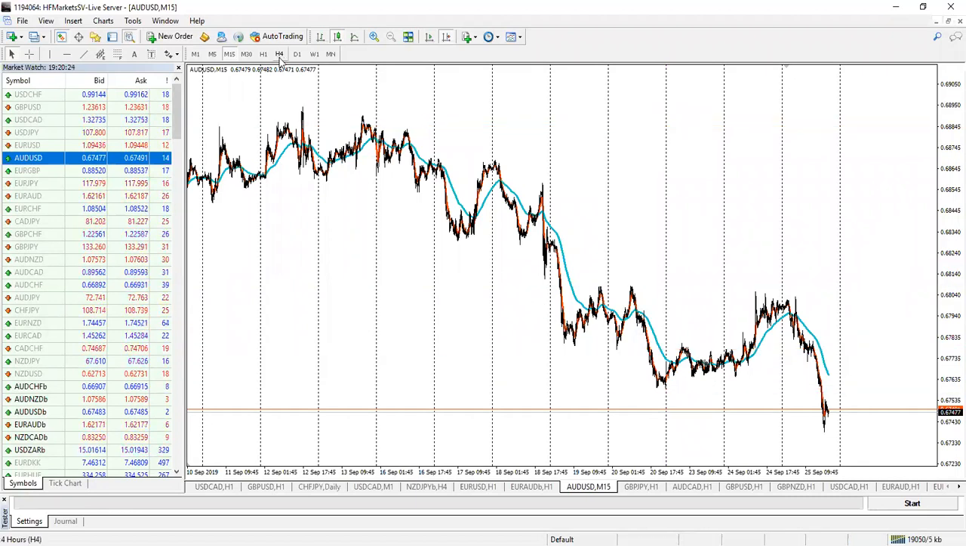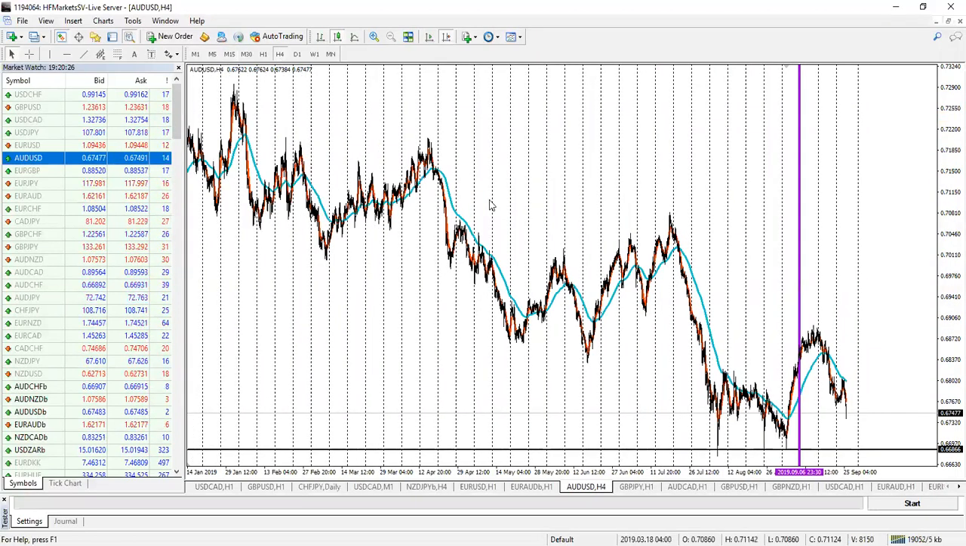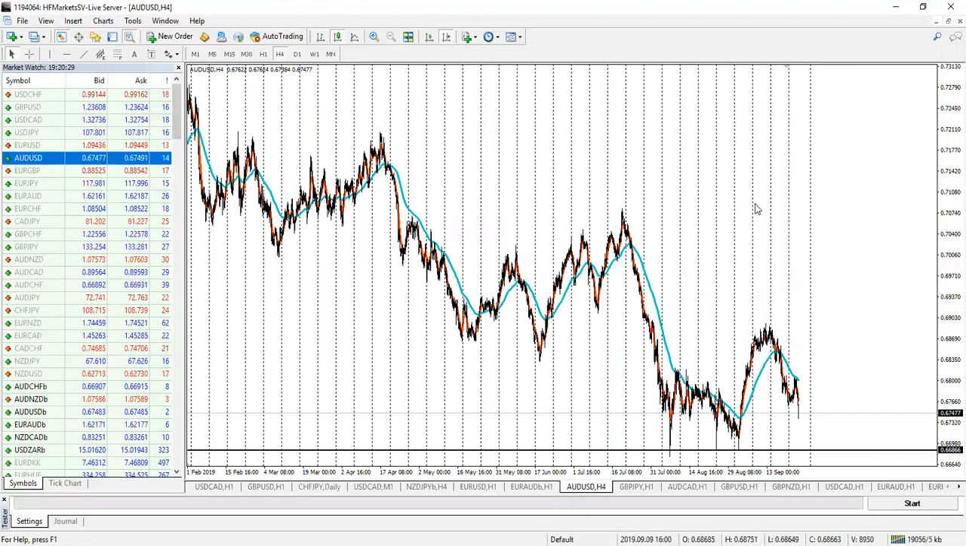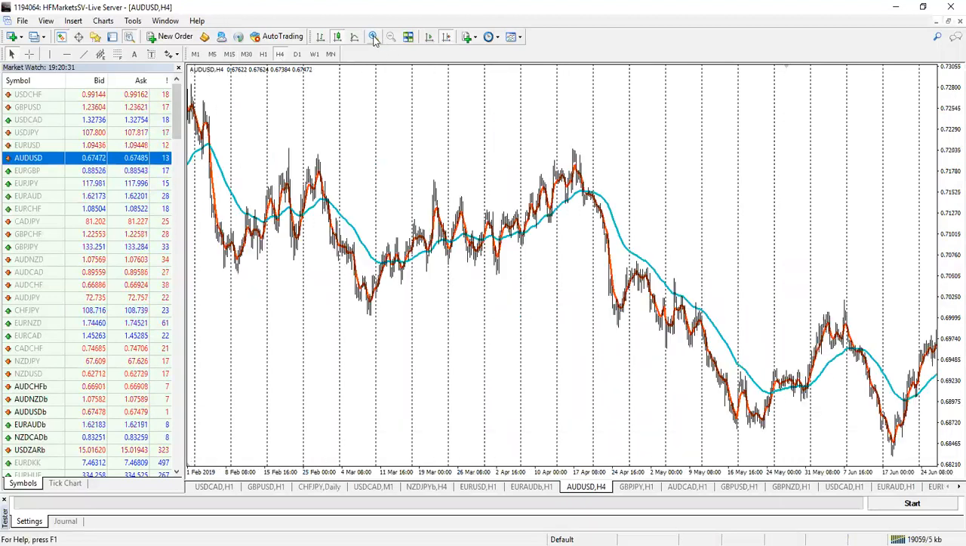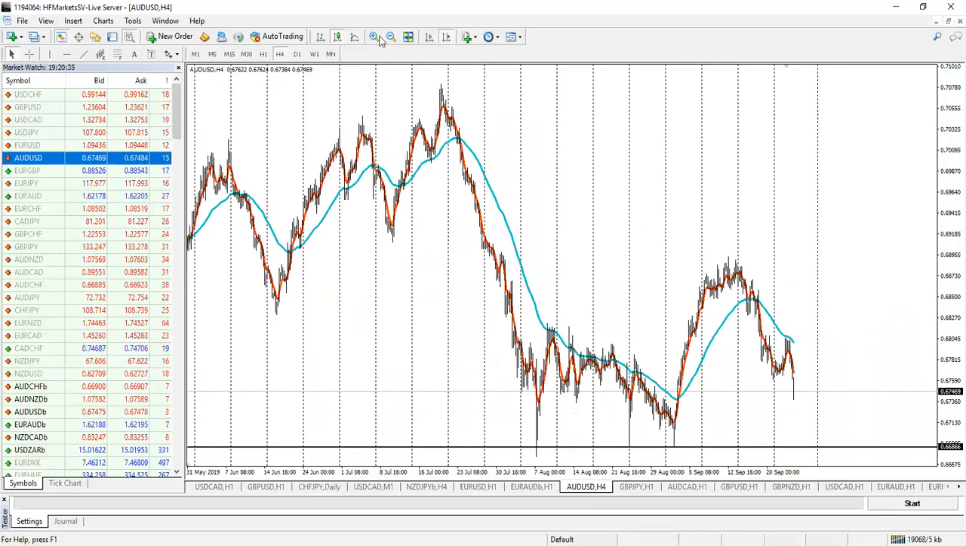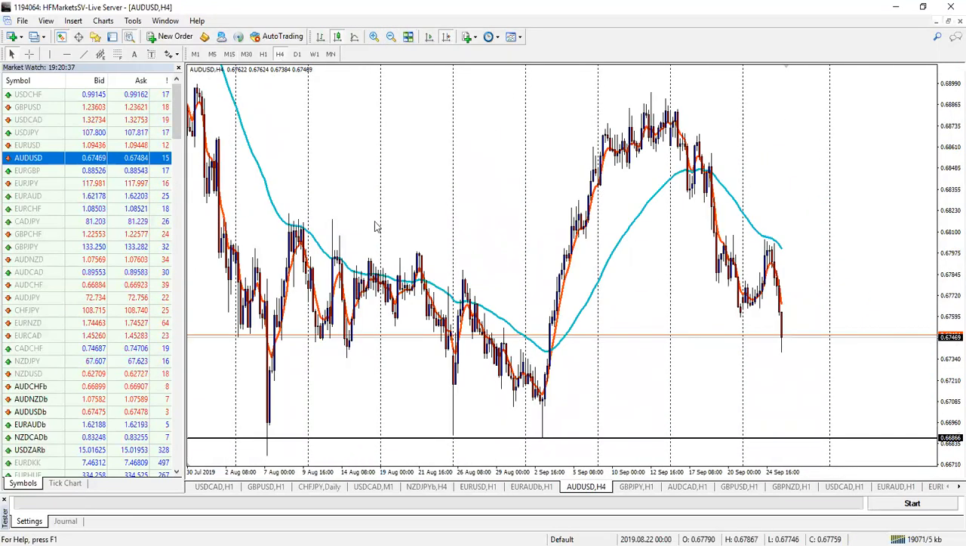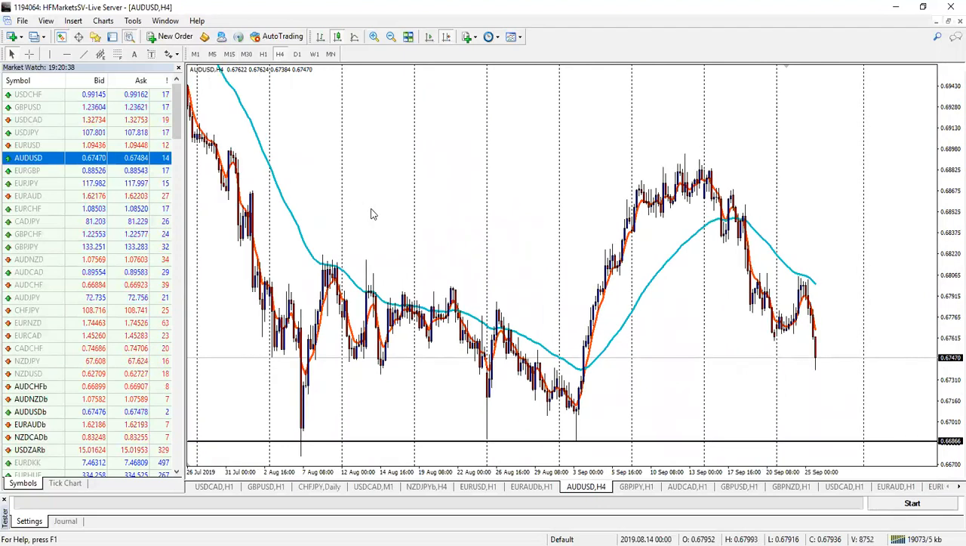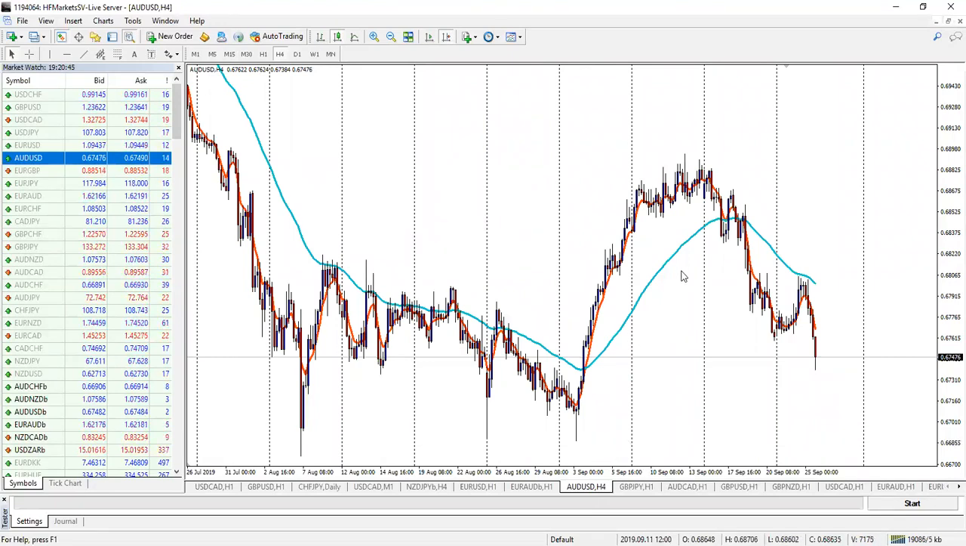Let me just remove all these steps. Just go to 4 hours time frame. And because we are on 4 hour time frame, we can even expand this one so that you can see clearly what the market is doing. Guys, you can see now. This is now four hours time frame.